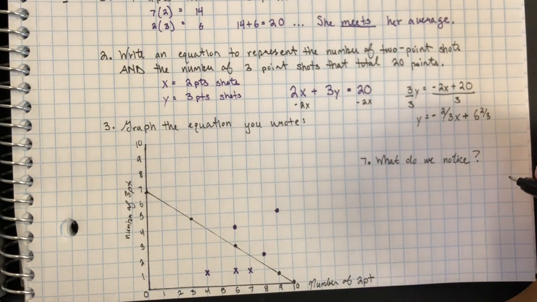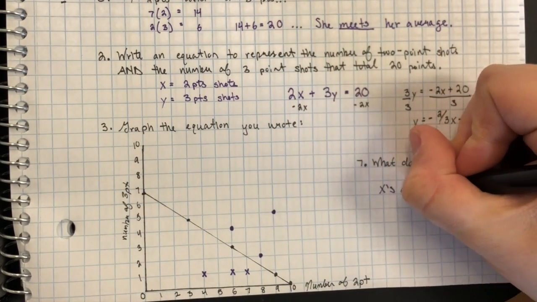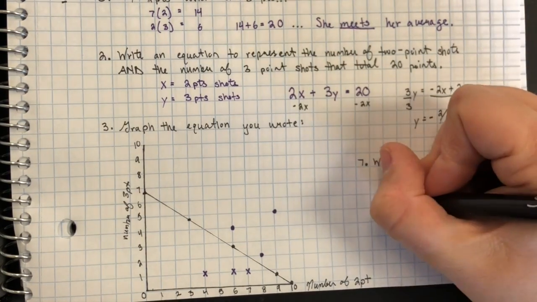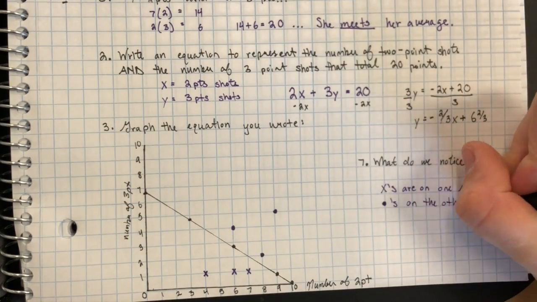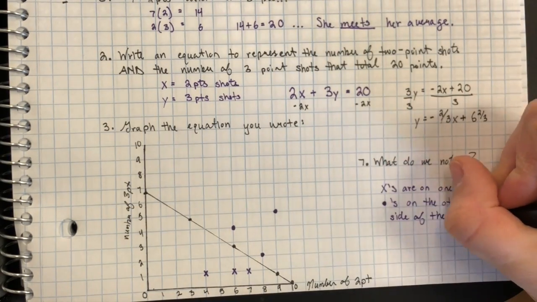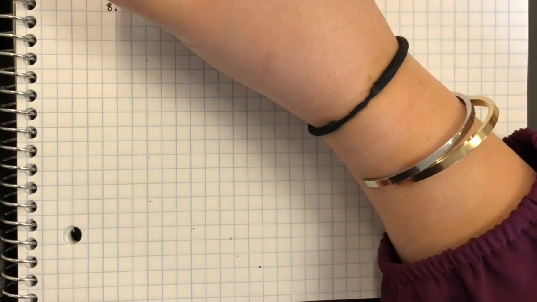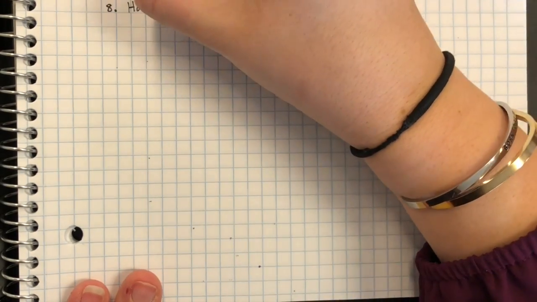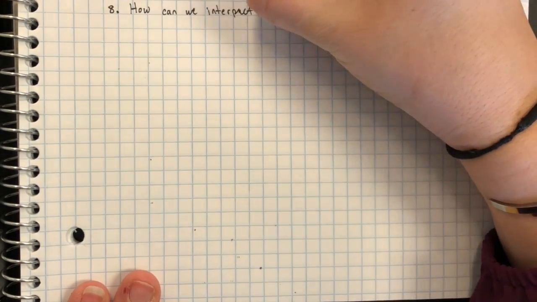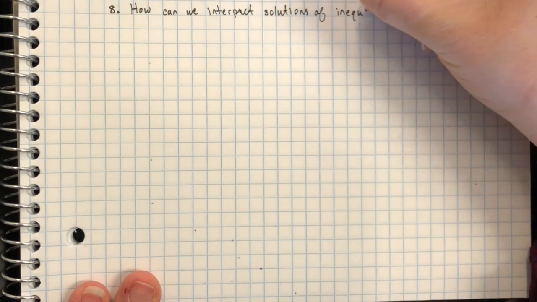Question number 7 says, what do we notice? Well, we notice that if the coordinate appears above the linear form of the equation, then it is a solution. It's greater than or equal to 20. But underneath that line, it's an X, so it's not a solution. The combination of points do not add up to 20.